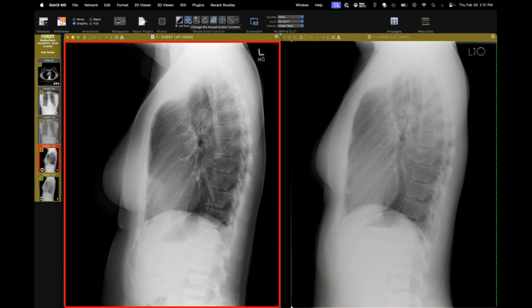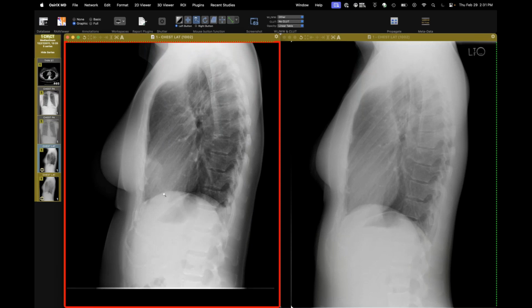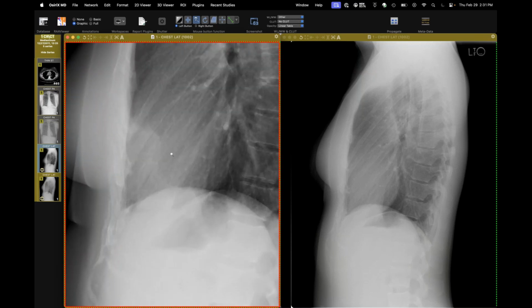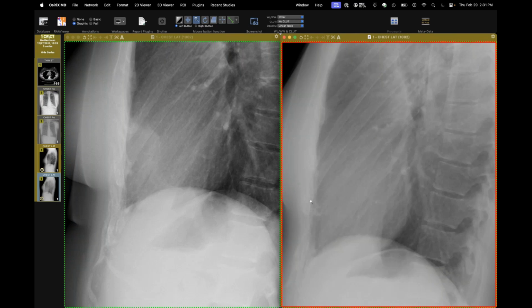If you look behind the sternum, I'll make this bigger for everyone. There we go. There's this kind of ill-defined rounded thing that was not present several moons ago. So they questioned a mass in the mediastinum or somewhere like that. So the patient went for chest CT.